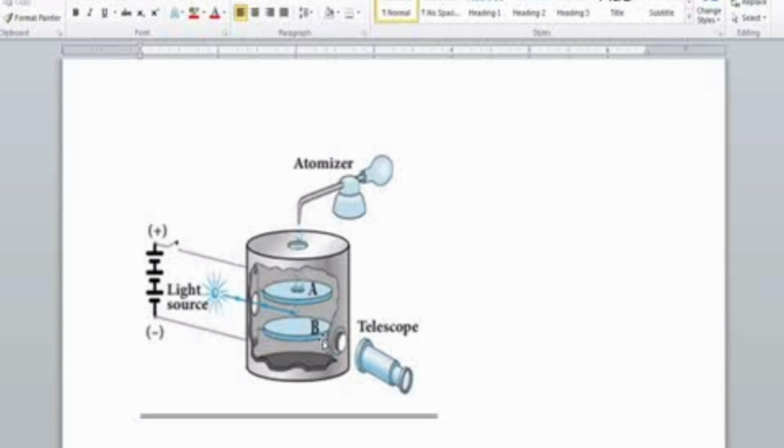So by controlling that oil drop, we can move the charged oil drop up or down, or we can keep it balanced for a long time.